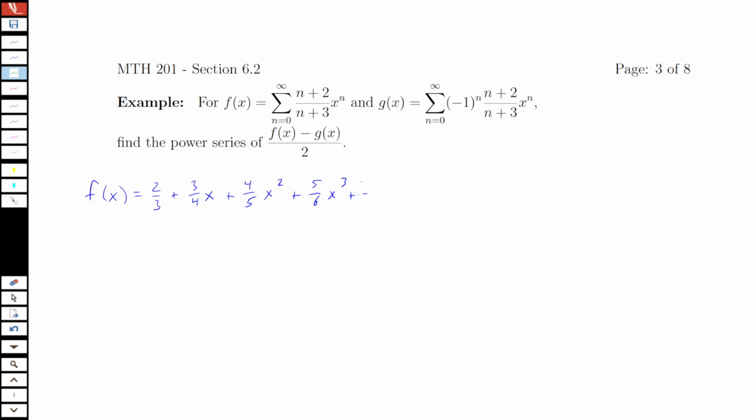When I write out the g of x, I've got a negative in here. So when n is 0, negative to the 0 goes away, so I'm just going to have a positive 2/3. But when n is 1, I'll have a negative. Otherwise I have the exact same terms. So it's the same series, but this one alternates.